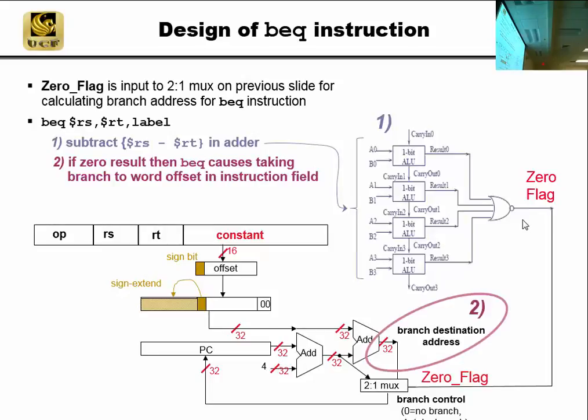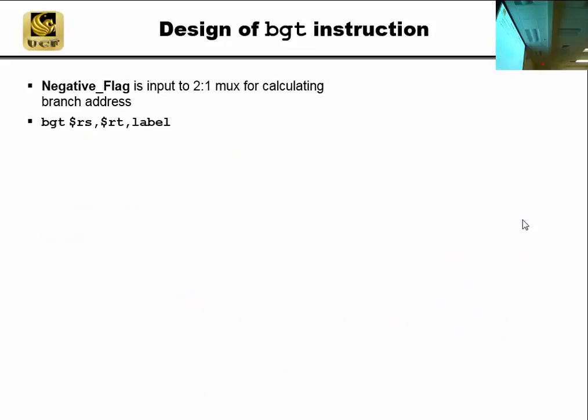So this was step 2, calculating the branch address. I already talked through this. And if you don't take the branch, then we're into this case right here. So let's make it active learning. So I ask you to design a branch greater than instruction. It's not hypothetical, actually. It's not inside MIPS.